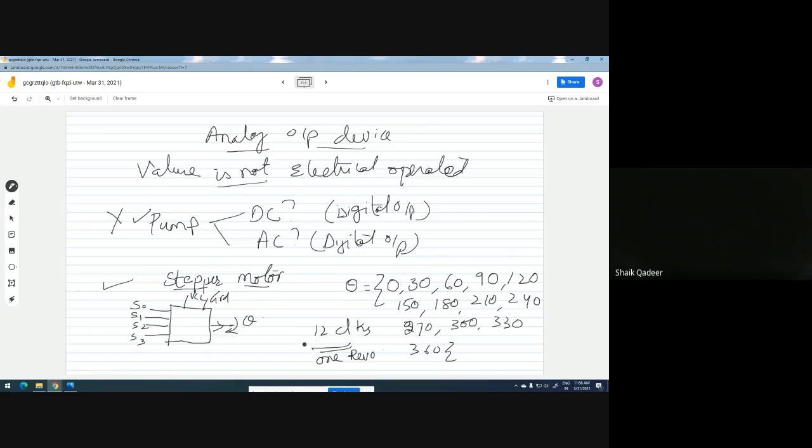Okay, is it so? Okay, now look here. I hope the stepper motor is very clear to everybody. Yes, sir. From the PLC, we give stepping pulses, and accordingly, the mechanical movement of the motor is incremented.